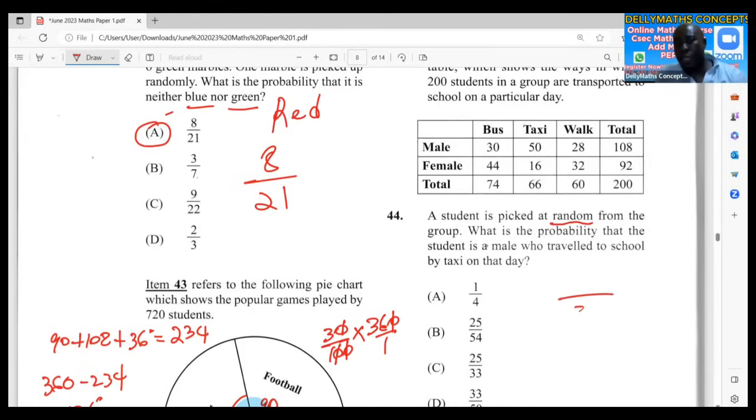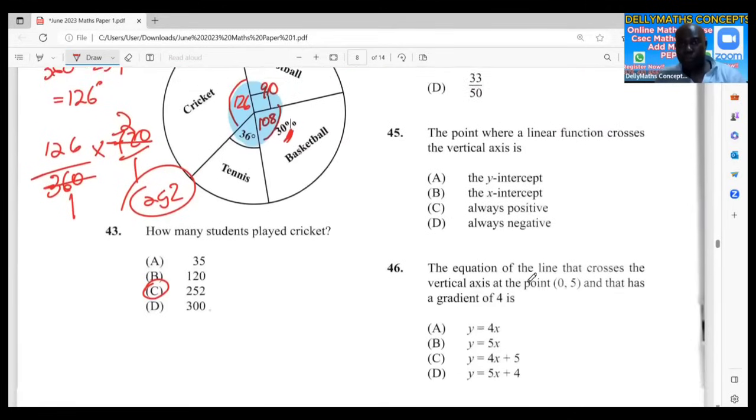So already this is going to be over 200. It's randomly picked, right? What is the probability that the student is a male who travels to school by taxi? I'm going to have to know what they're saying, what's my chance of getting a male that takes a taxi? That is 50 of them out of the total. You could cancel: 50 into itself, 1, 50 into 200 is 4, a quarter. We have a quarter chance of picking a student randomly, and it is a boy that takes a taxi.